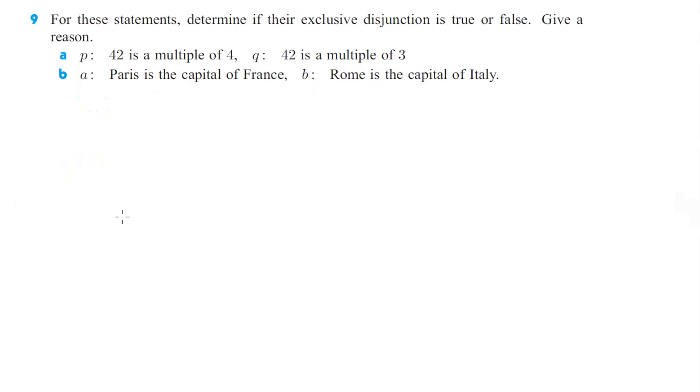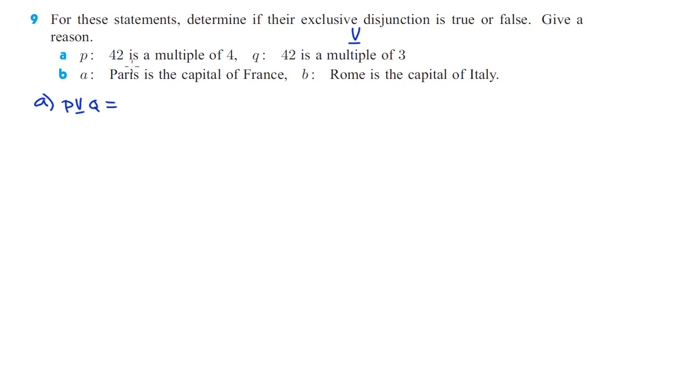Number 9, for these statements, determine if their exclusive disjunction, so that's, we call that exclusive or, is true or false, and then give a reason. So for these here, we've got P exclusive or Q, has to be one true and one false. So it can be true false or false true, but it can't be both trues. That would be inclusive or, but this is not inclusive or, it's exclusive or.